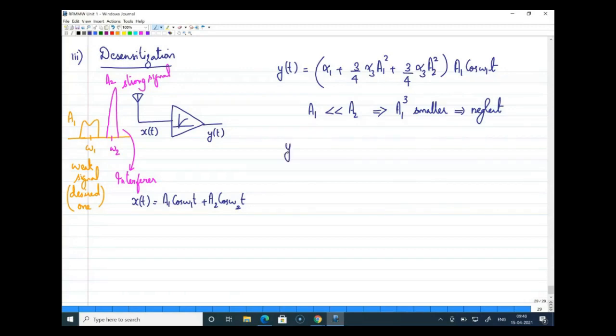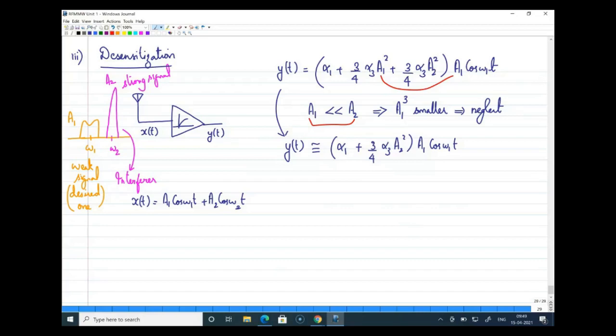So in that case I can rewrite this output expression y of t as approximately equal to alpha 1 plus, since the A1 cube term is neglected, now it only has the second term, which is 3 by 4 alpha 3 A2 square into A1 cos omega 1t. I hope you guys understood what I have written here. Since A1 is very, very small compared to A2, the term which gives an A1 cube amplitude is neglected, and the remaining term I have written.